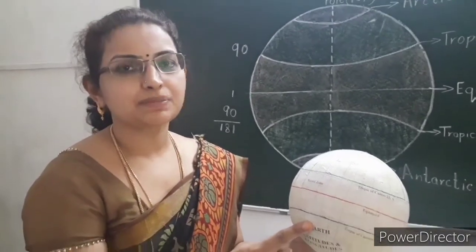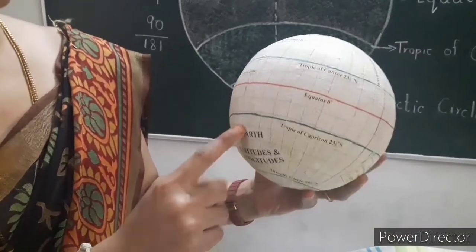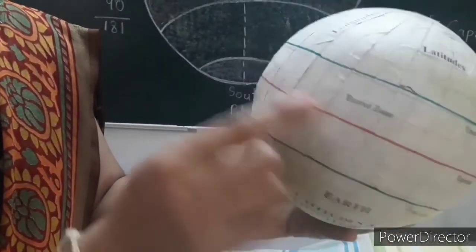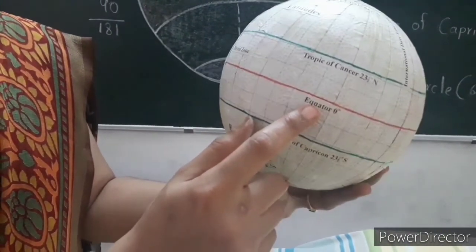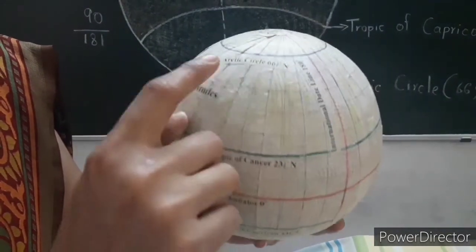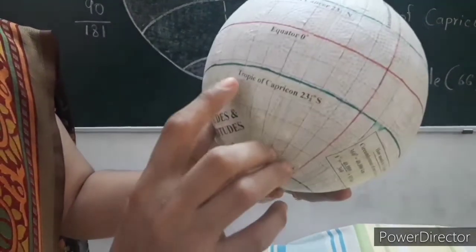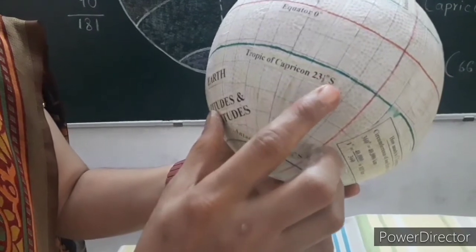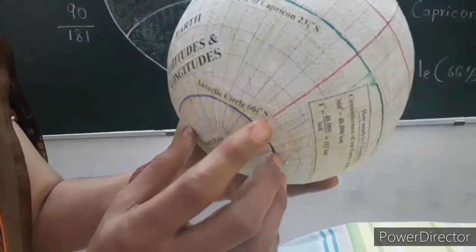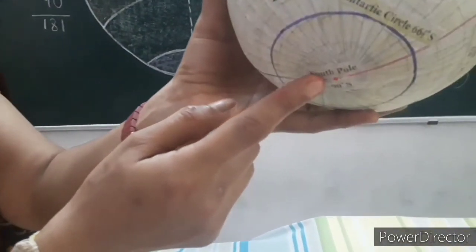With the help of this ball, I will show the important latitudes. Equator. The equator passes through the mid part of the Earth. This is the longest latitude. Tropic of Cancer, 23.5 degree north. Arctic Circle, 66.5 degree north. Tropic of Capricorn, 23.5 degree south. Antarctic Circle, 66.5 degree south. This is the North Pole and this is the South Pole.